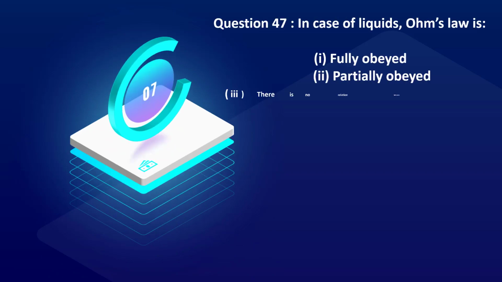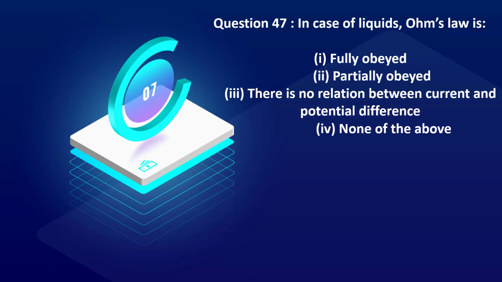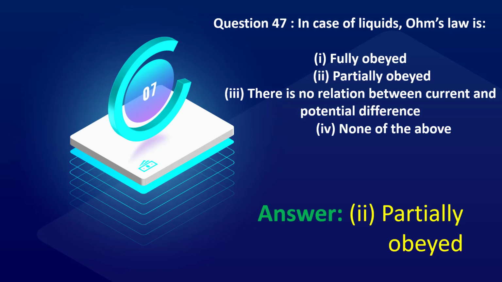Question 47. In case of liquids, Ohm's law is: 1. Fully obeyed. 2. Partially obeyed. 3. There is no relation between current and potential difference. 4. None of the above. Answer: 2. Partially obeyed.